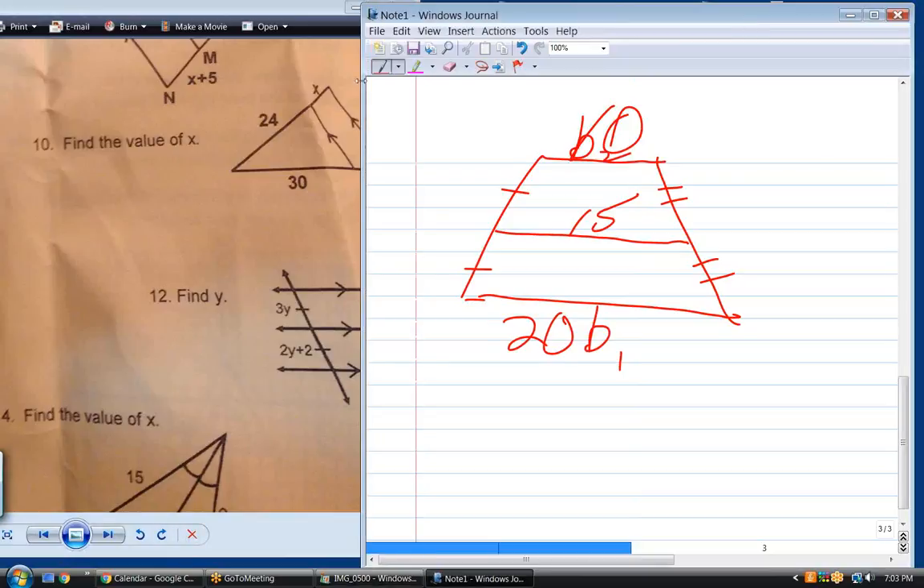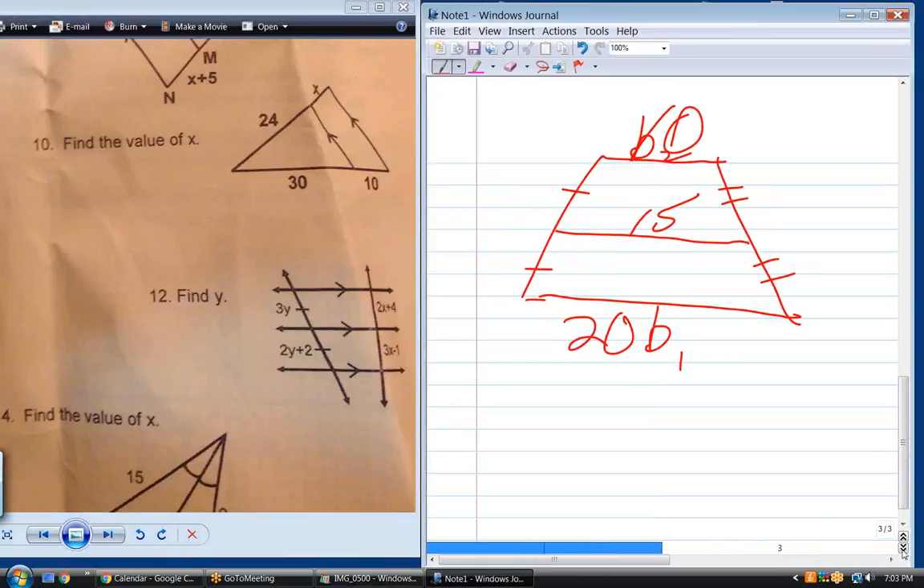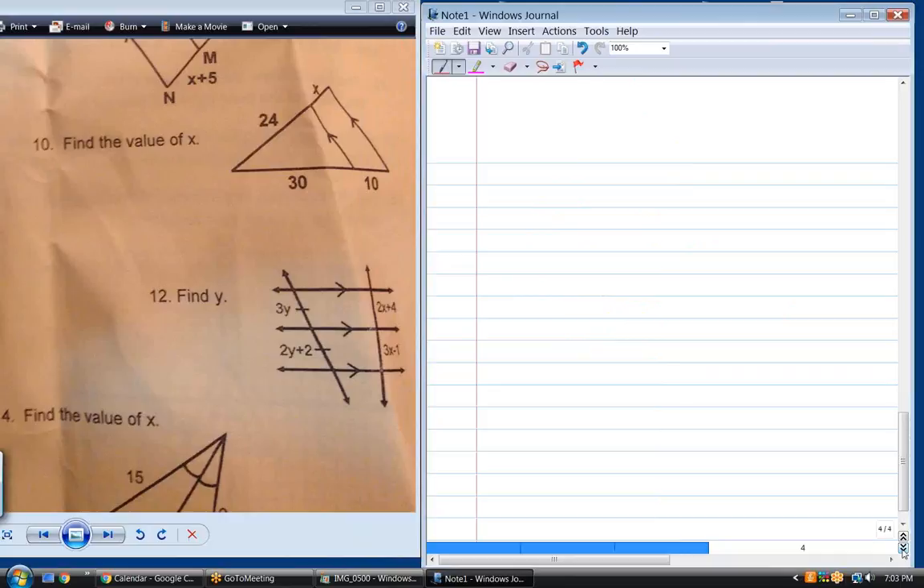What ratio can I come up with on number 10? 30 is to 24 as 10 is to x. And in truth, you could actually come up with a couple of ratios. I could also say 24 is to x as 30 is to 10.